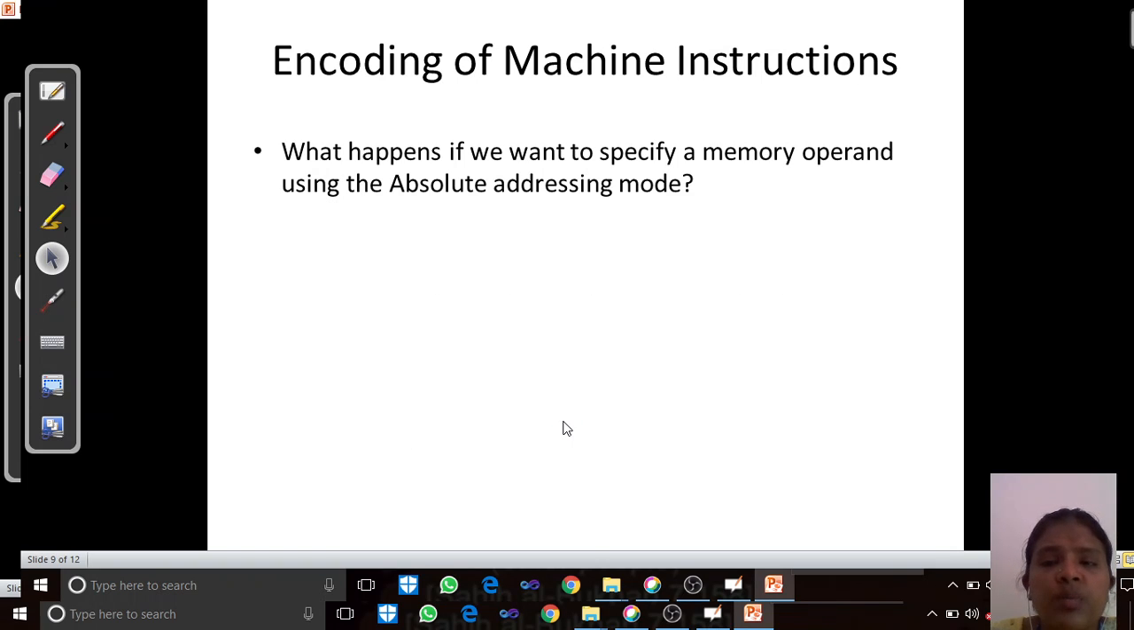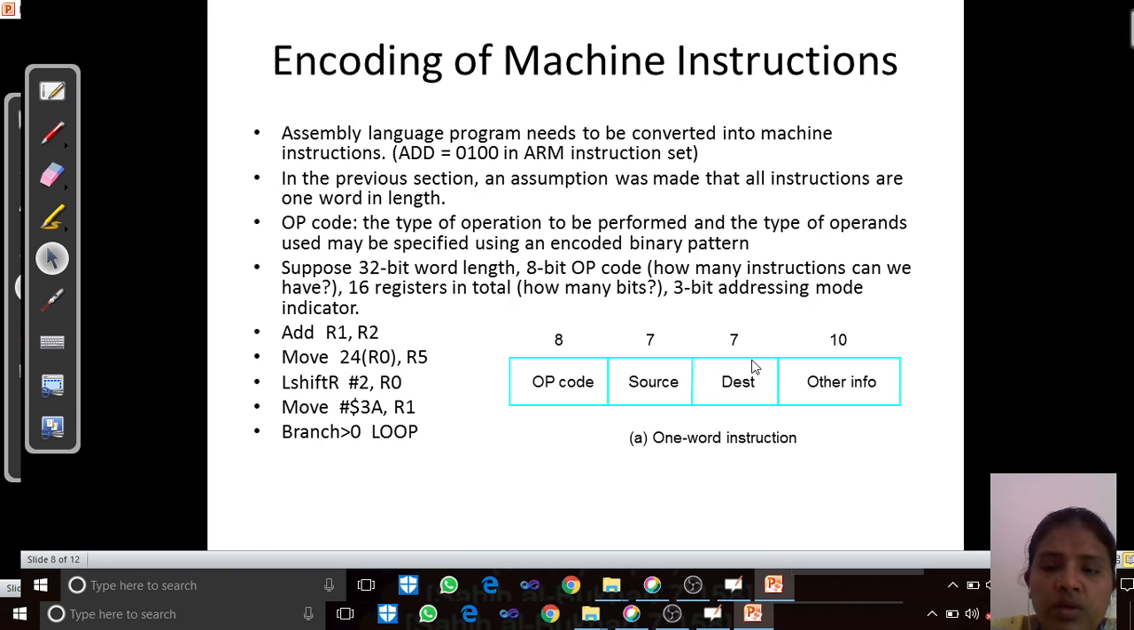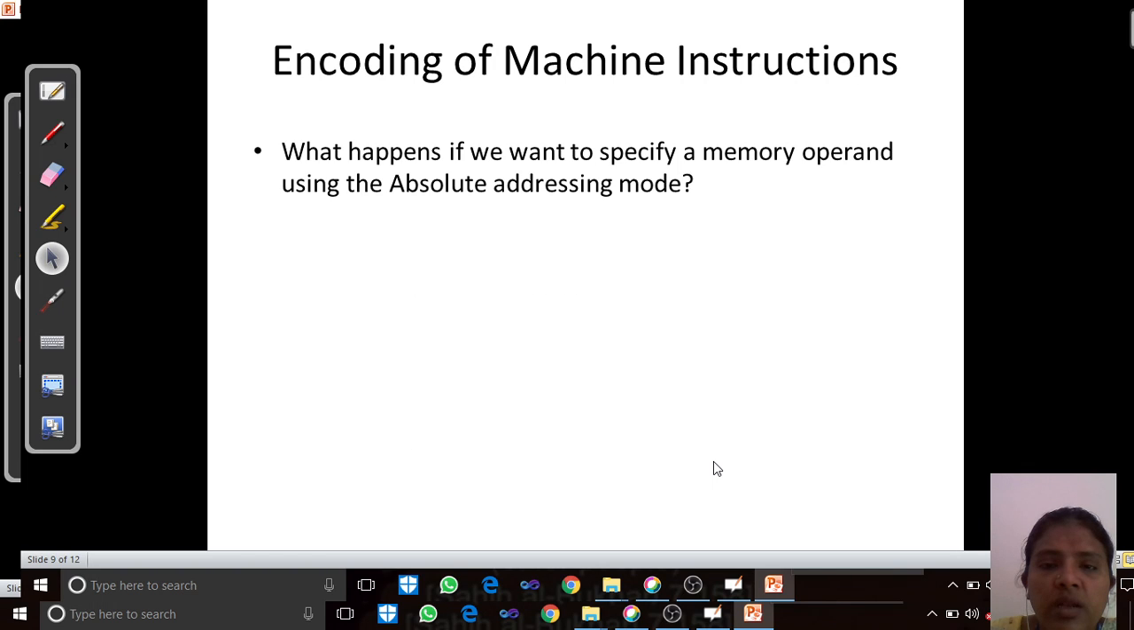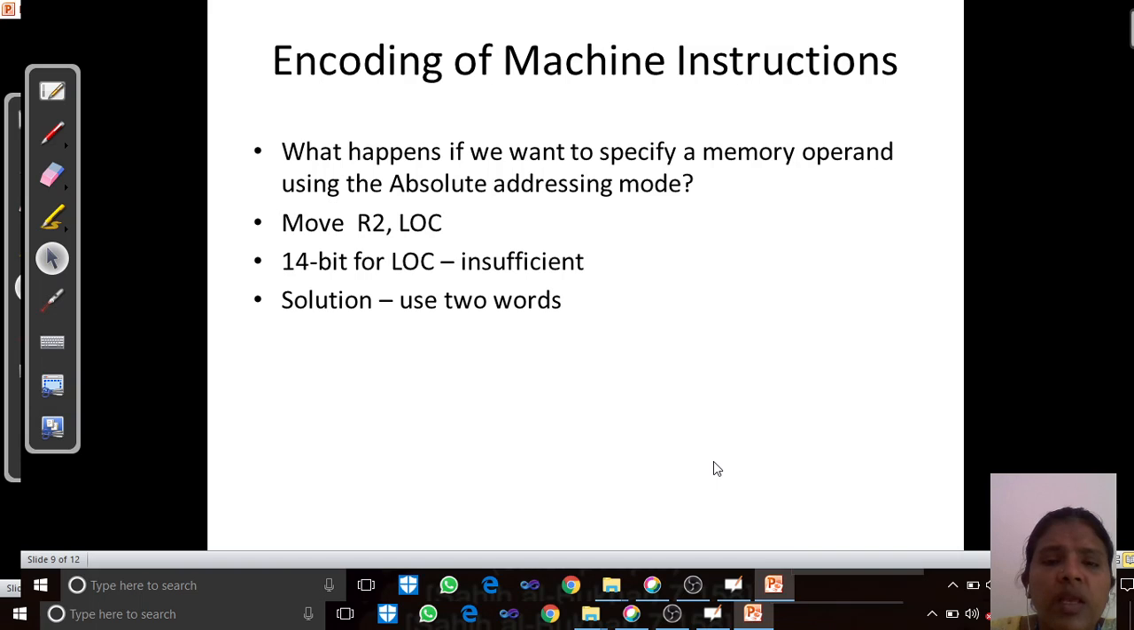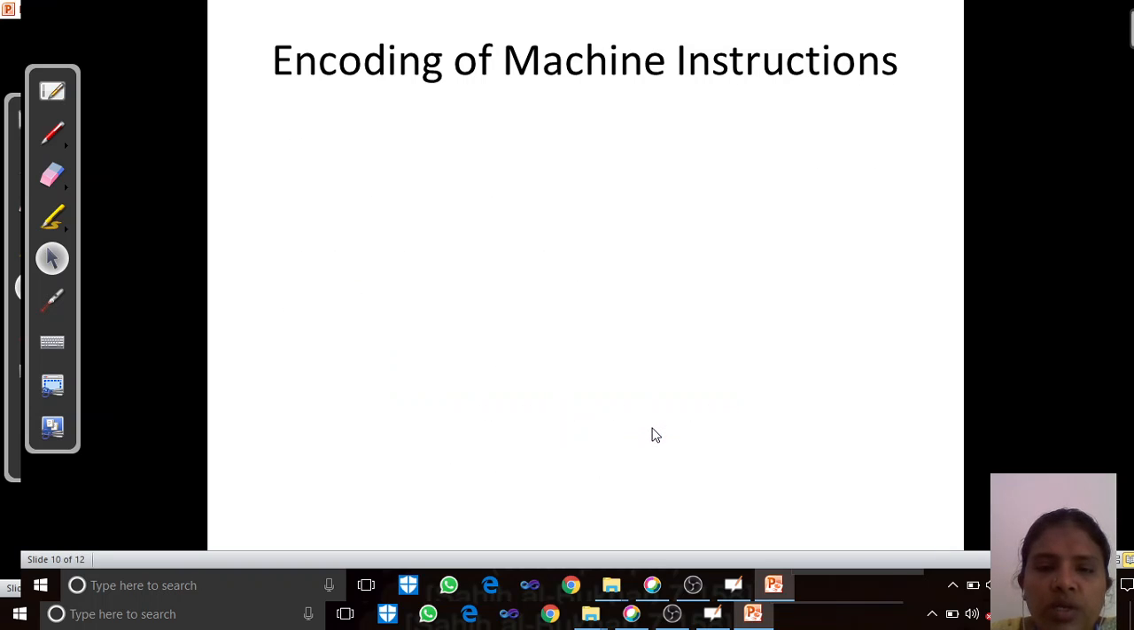What happens if we want to specify a memory operand using absolute addressing mode? The 14 bits for LOC are insufficient. In that case, use two words. If one word is not sufficient, it uses the successive word also. So for the location, if 14 bits is not sufficient, it uses another memory location.